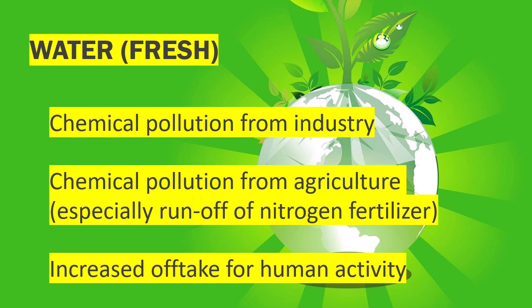Okay, next one, fresh water. This includes chemical pollution from industries, from factories, and chemical pollution from agriculture, especially runoff of nitrogen fertilizer. Nitrogen is one of the main fertilizers used for agriculture, and it dissolves in water like salt or sugar does. So it runs away very quickly when it rains and fills the rivers with extra nitrogen. And the third one here is increased use of water for human activity, which includes agriculture, things like irrigation.